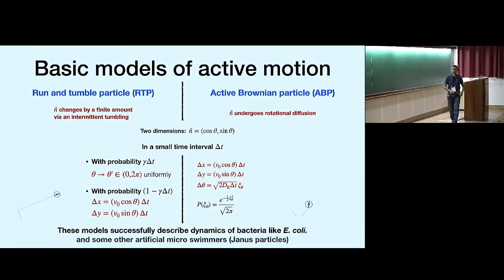So again, many of you are probably familiar with this terminology, but let me anyway walk you through it. The basic model of active motion at this level is basically the model for the unit vector n hat, how it moves, the stochastic dynamics of the unit vector. There are many models, but two are often used: one is called the run and tumble particle, and the other is called the active Brownian particle.